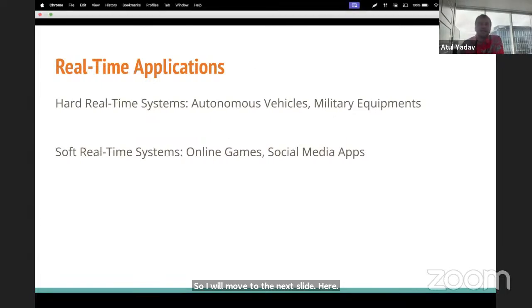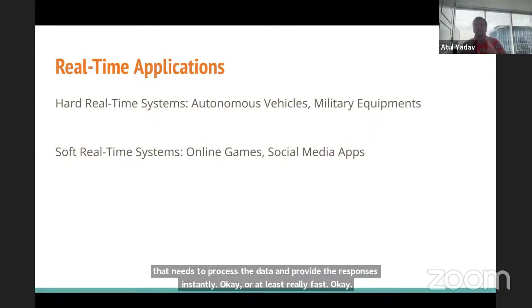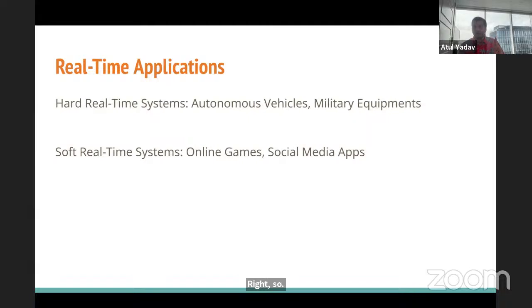So now let's talk about real-time applications. What are the real-time applications here? Real-time applications are systems that need to process data and provide responses instantly, or at least really fast. Real-time applications are classified into two categories: one is hard real-time systems and the other is soft real-time systems.